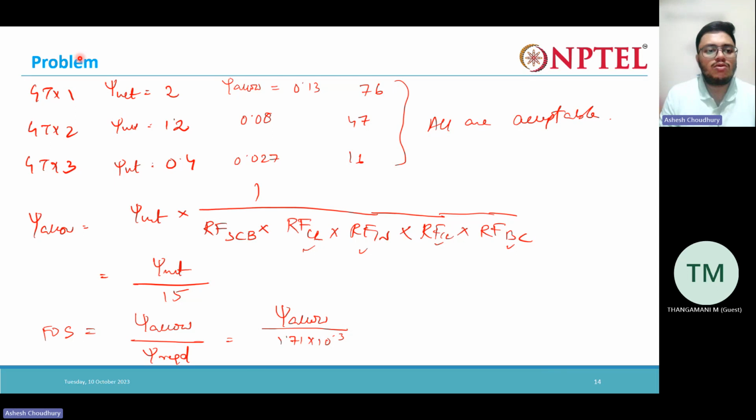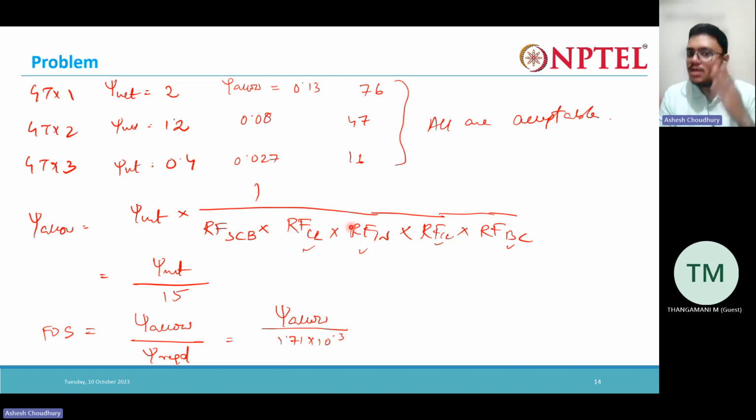Then for geotextiles 1, 2 and 3, the ultimate permittivities are given. You convert those ultimate permittivities to allowable permittivity by dividing by the reduction factor. To determine the factor of safety, we take the allowable divided by the required. You can see these are the factors of safety that we found. These are more than sufficient, a very high factor of safety.